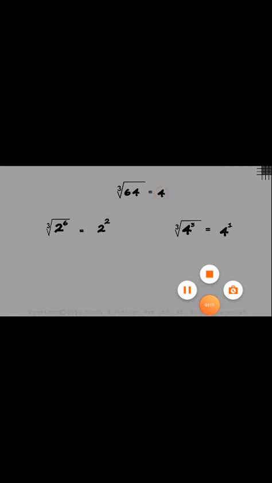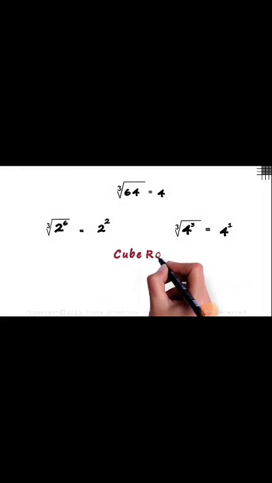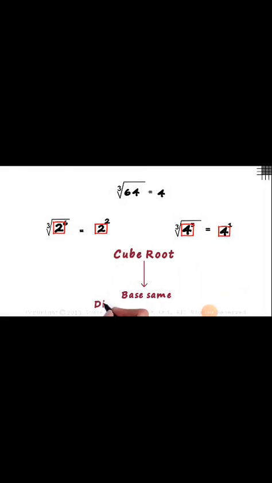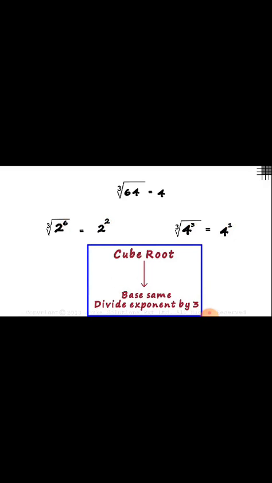Now let's try writing 4 in an exponential form. 4 can be written as 2 squared. Hence, this would equal 2 squared. And of course, it can also be written as 4 raised to 1. What do we observe? Yes, when we take a cube root of a number in exponential form, the base remains the same and the exponent is divided by 3. 6 became 2 and 3 became 1. Remember, when we take a cube root of a number in exponential form, we should keep the base the same and divide the exponent by 3.